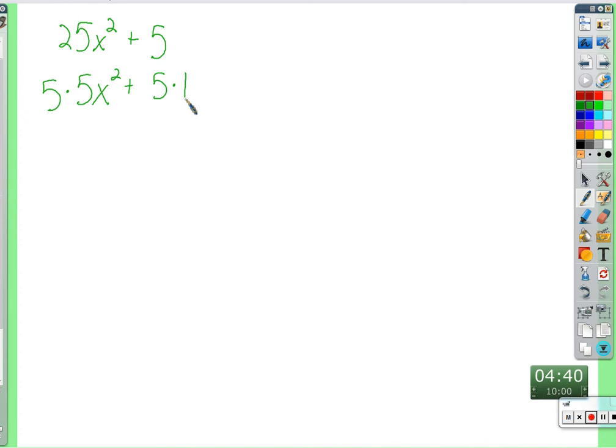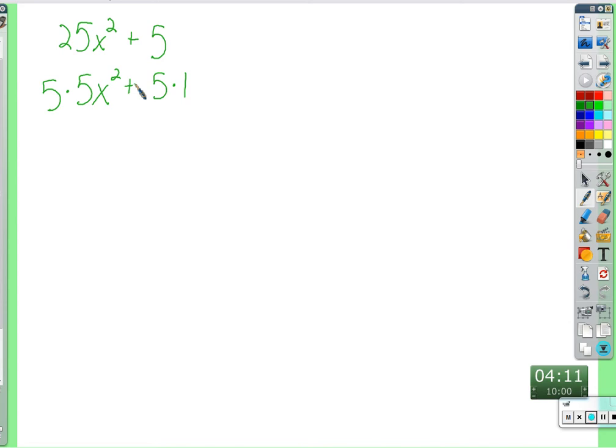Now we don't normally do that, but we can now see the factor of 5 that they have in common, right? It's a number that's multiplied by something else to give you this term here. 5 times 1 gives us that 5. So before we just pull the factor out, we can see the factor that's in common because it's a 5 that's multiplied by the rest of the stuff. So now we pull out the factor of 5.